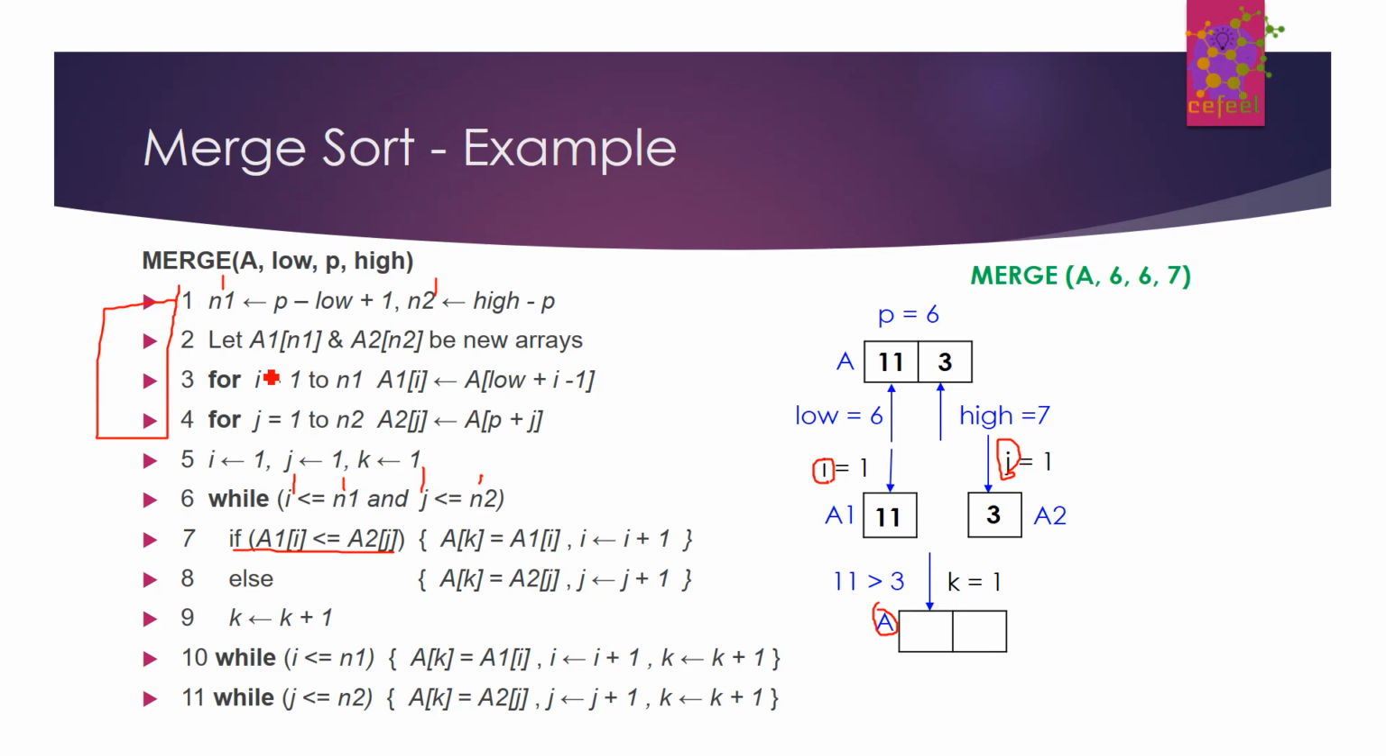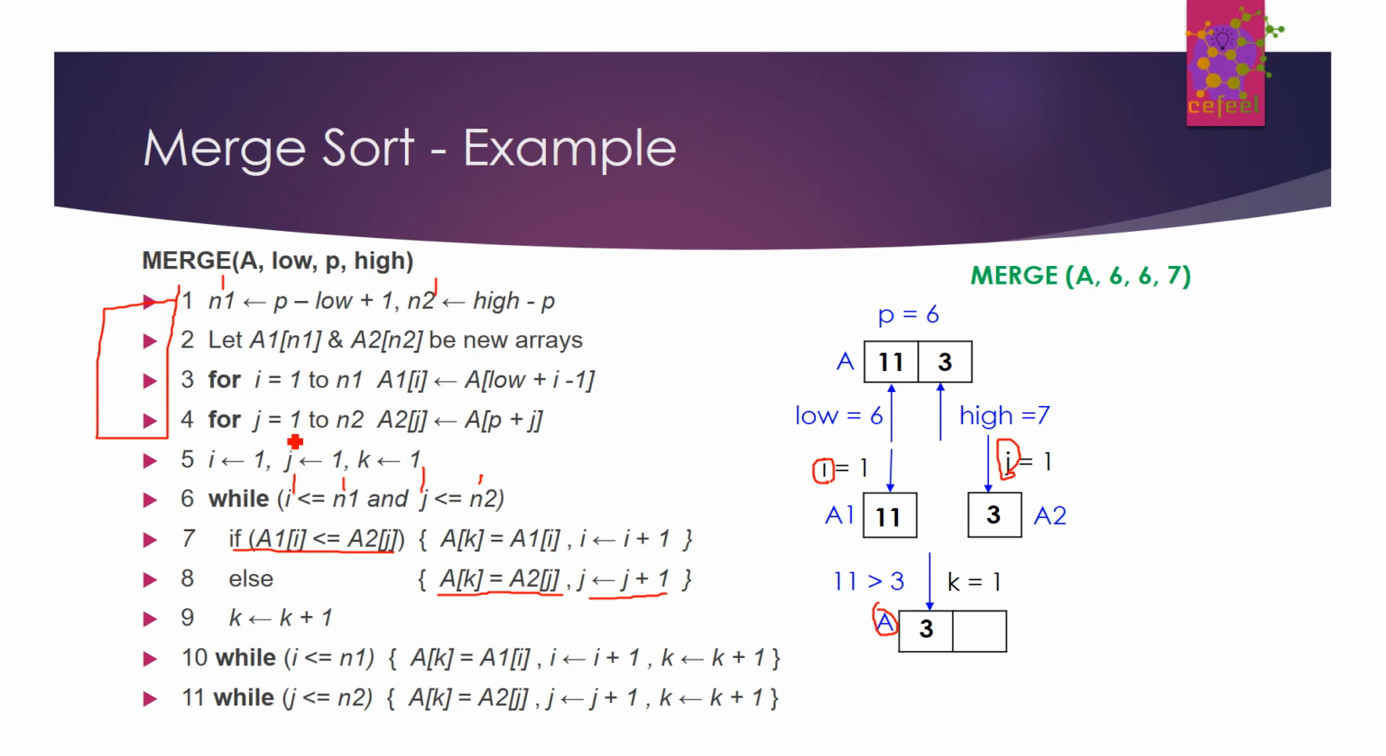11 is greater than 3. Now notice here 11 is greater than 3, which means the else part will be executed, and we need to copy the first element from a to j to k and increment j. So in this case what will happen is 3 will get copied, so we just copy the smaller element to the first place in our original array. So 3 will be copied.